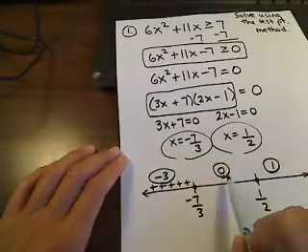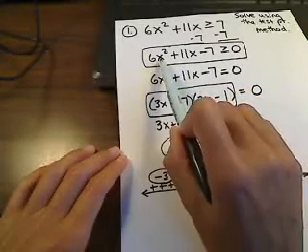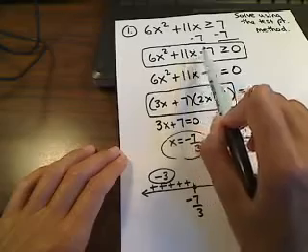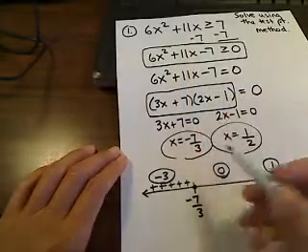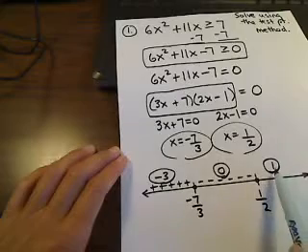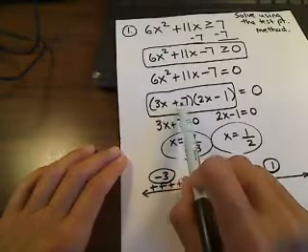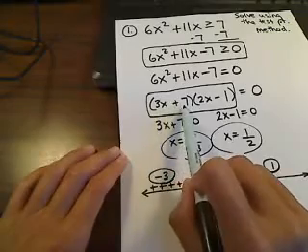Okay. If I take 0 and plug it in, this goes away, that goes away, and I'm left with a negative 7. So in this region, my expression is going to be negative. And if I take a 1 and plug it in, I get 3 plus 7, that's 10, so that's positive.